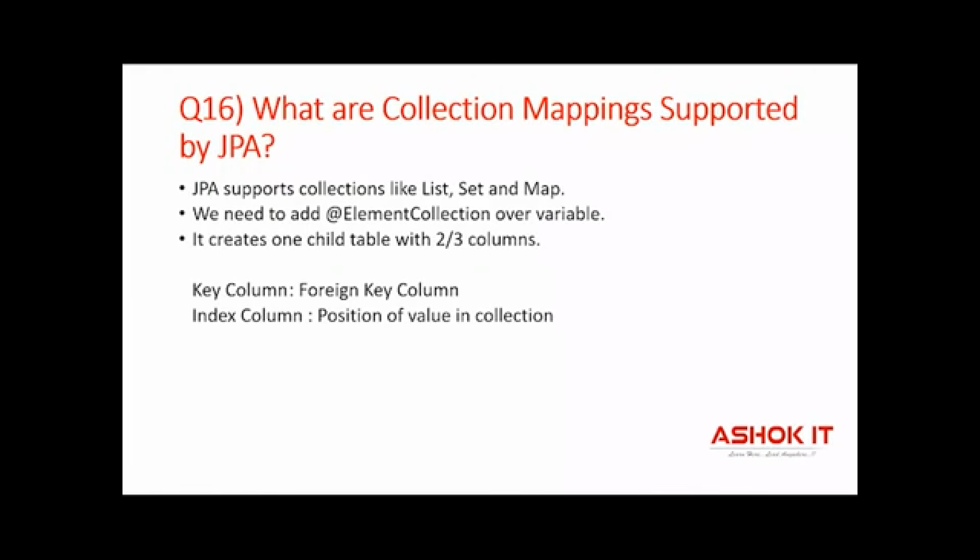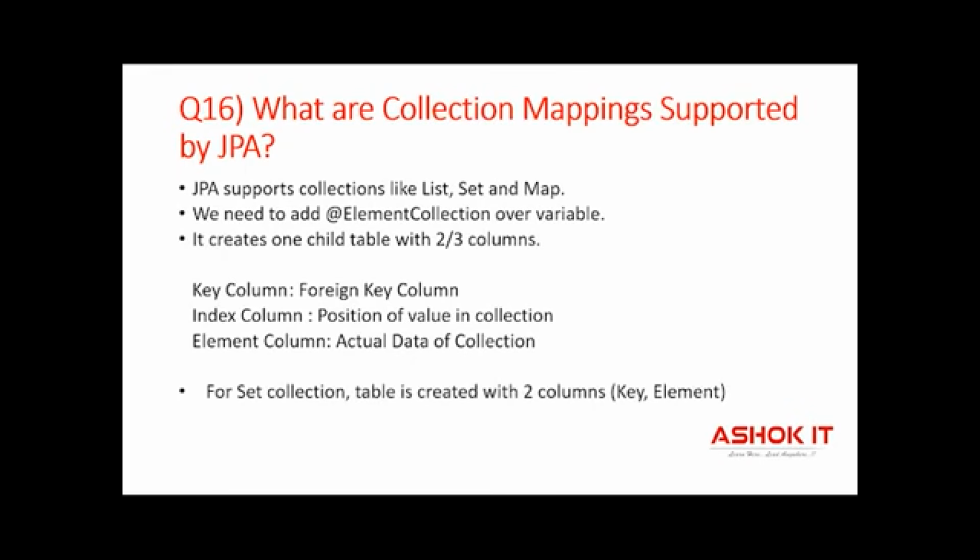Index column, index means 0, 1, 2, 3 positions will be there in case of list. In case of map, map keys will be positions. Element column, the actual data of the collection will be stored. So why I mentioned 2/3 here? If you're using a set collection, set will never follow index mechanism. So if you're using a set collection, a child table is created with 2 columns only. They are key and element column, no index column. For list and map collections, a table is created with 3 columns: key column, index column and element column.